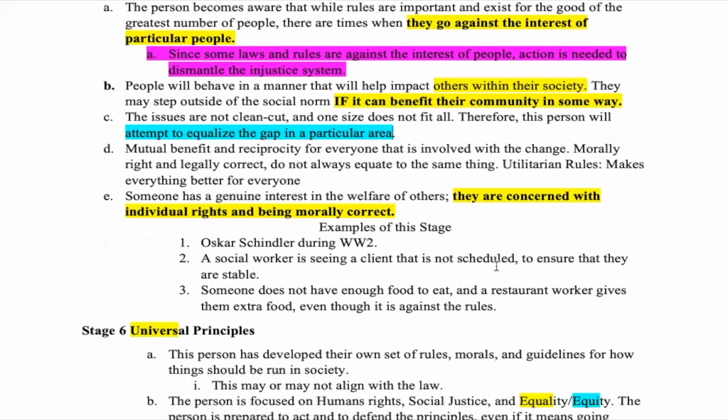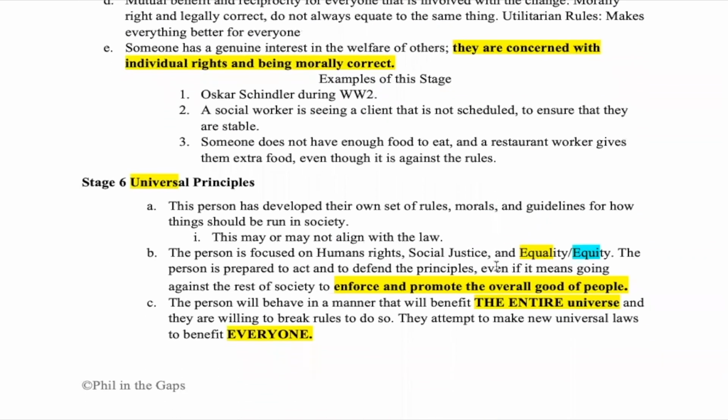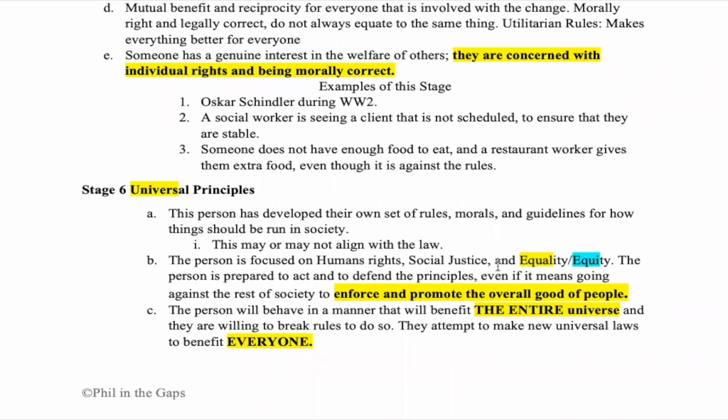Well, stage 6, universal principles, is where somebody is willing to advocate not just for their community, but every single person on the planet or every single person in the universe. So they're striving on a more global perspective of trying to achieve equality and equity. Equality, camps on equal, everybody gets equal of everything. Equity, people get what they need to strive and thrive to be the best possible version of themselves. So they get what they need to equalize the equation in society.